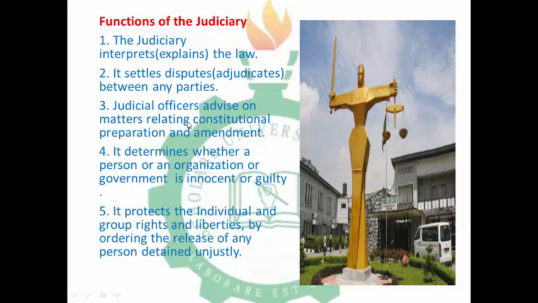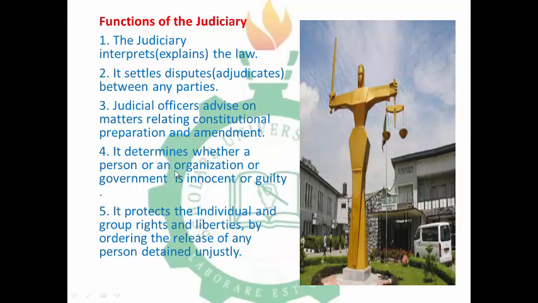And in any case whereby such constitution requires any form of amendment, it is this judiciary that also sees the way it could be done in a way to ensure effectiveness of such constitution after the amendment. Then the fourth one is that it determines whether a person or an organization or government is innocent or guilty.